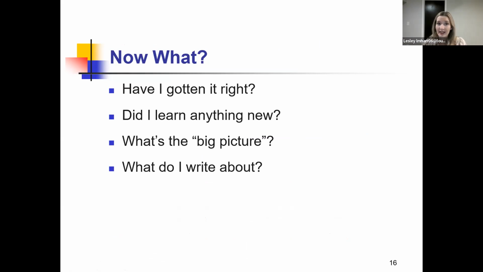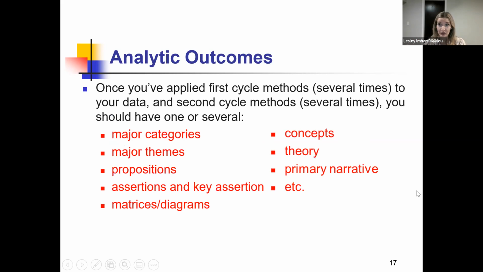So now what? This is time for the qualitative process known as reflexivity of the program evaluator. You want to step back from your analysis and say, okay, I have my themes, I have my participants, I've laid this all out, I've done all the analysis strategies. What have I gotten right? Did I learn anything new? What's the big picture? What do I write about in my needs assessment? And also thinking about implications for social work practice and implementation and creation of a program.